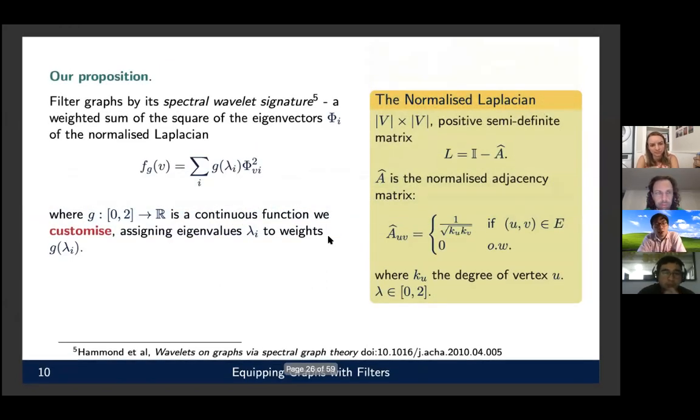And this g lambda is something that we can customize. And yeah, there are some obvious questions that you might ask. Why g of lambda? Why do we square the eigenvectors instead of taking just the raw eigenvector? Well, the eigenvectors, even if they're not degenerate, you have a choice of a sign. So when you filter things, the choice of sign is important here.